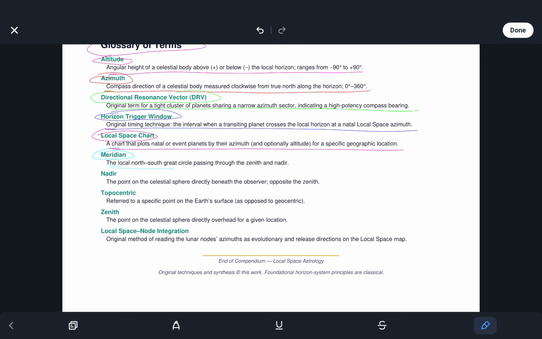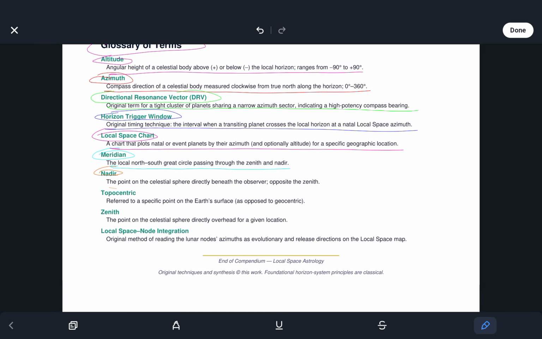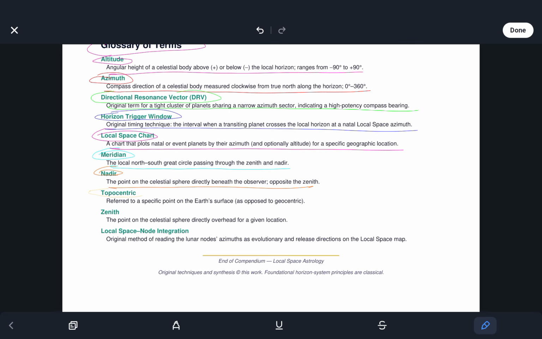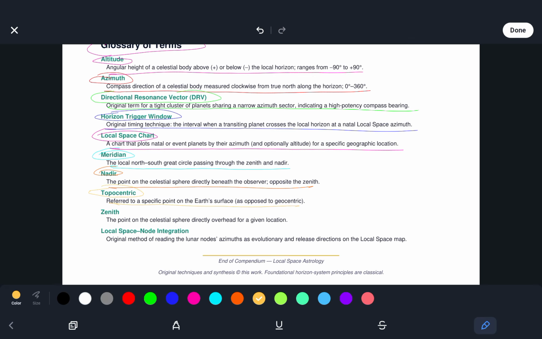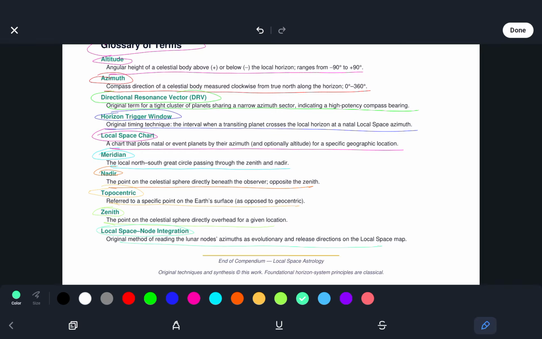Meridian, the local north-south great circle passing through the zenith and nadir. Nadir is the point on the celestial sphere directly beneath the observer, opposite the zenith. Topocentric is referred to a specific point on the Earth's surface as opposed to geocentric. Zenith is the point on the celestial sphere directly overhead for a given location. Local space node integration is the original method of viewing the lunar nodes as evolutionary and release directions on the local space map.